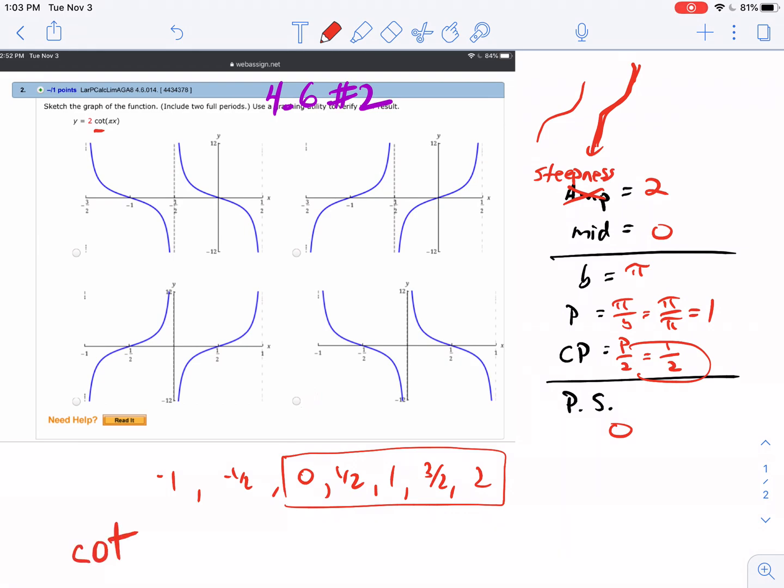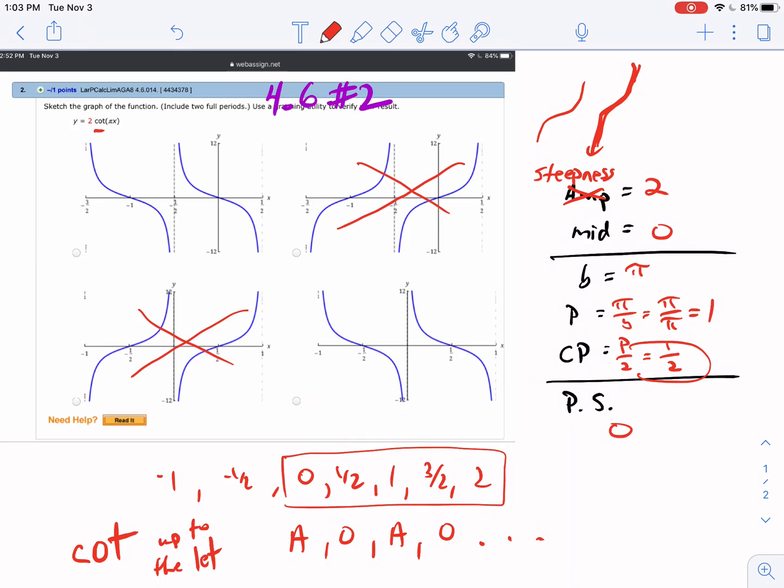Now, with cotangent, we have to remember that it is going to start with an asymptote, then a 0, then an asymptote, then a 0, and it just keeps alternating. And cotangents go down to the right. So any graph right now that's going up and to the right, we could get rid of it because those would be more like tangent.